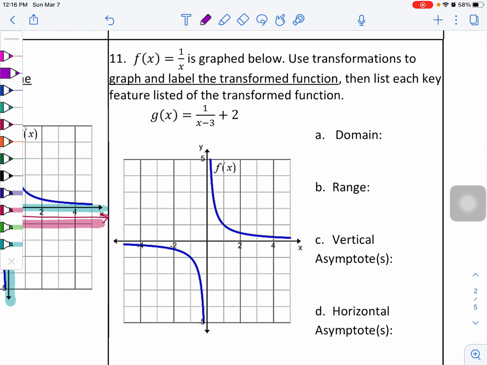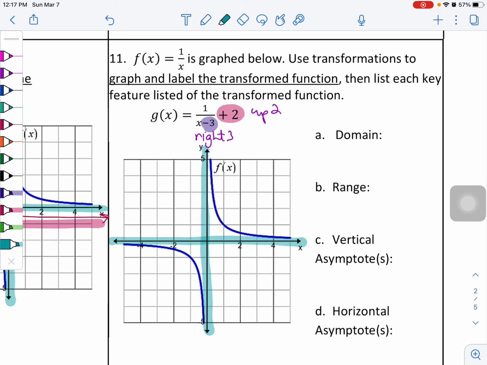Make sure that you can do that with your transformations, please and thank you. I'm going to slide over to number 11. Let's see, number 11, use transformations to graph and label the transformed function. List each key feature of the transformed function. Yeah, I said it right. All right, so 2 transformations here, a -3 here, a +2 here. So this is going to be right 3, up 2.